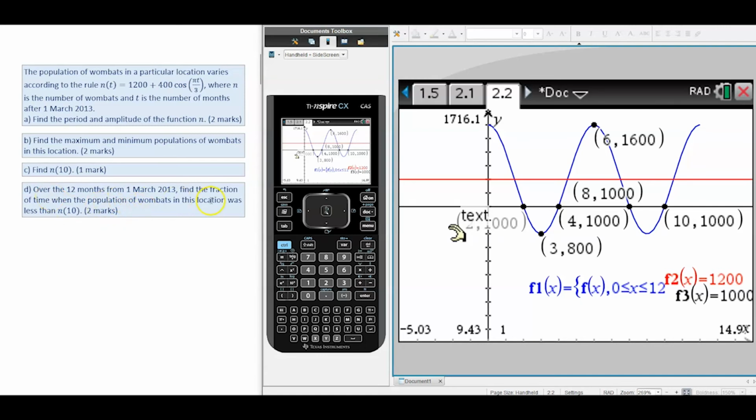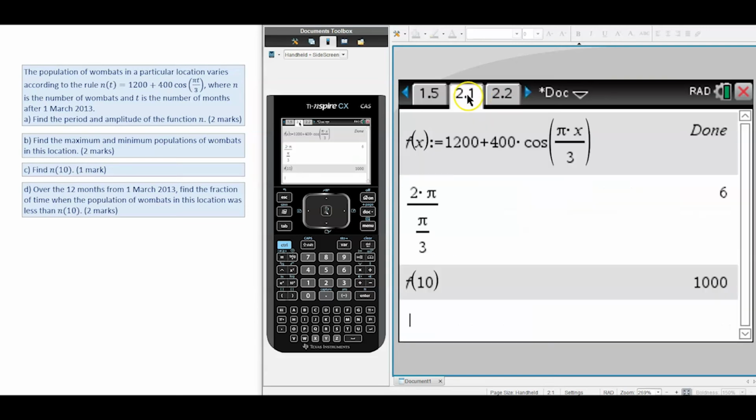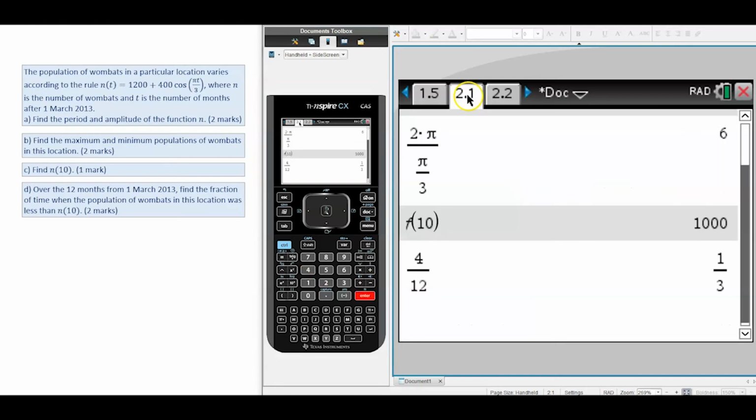So, over the 12 months, find the fraction of time when the population of wombats in this location was less than n equals 10. So finding the fraction of this time, 4 minus 2 is 2, and 10 minus 8 is 2. So for 4 months, it was below that line. 4 months of the 12 months, it was below that line. Not that we need our calculator for this, but that would of course be 1/3. So the final answer here would be 1/3.